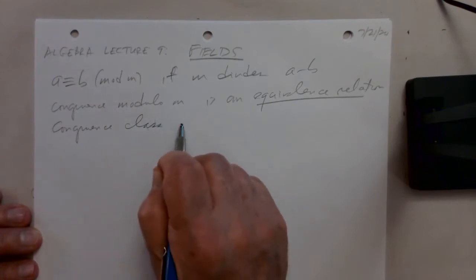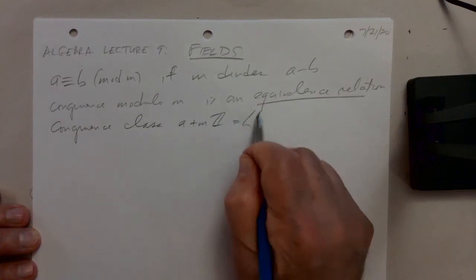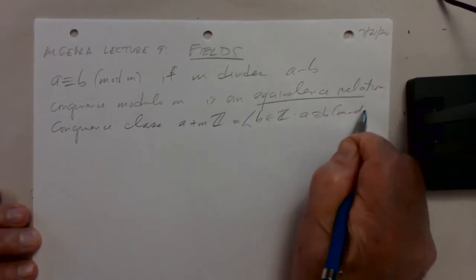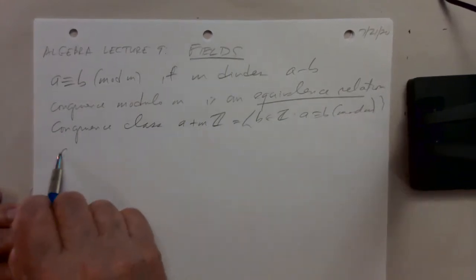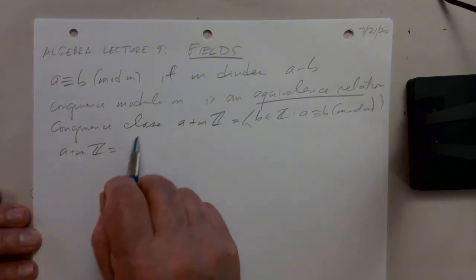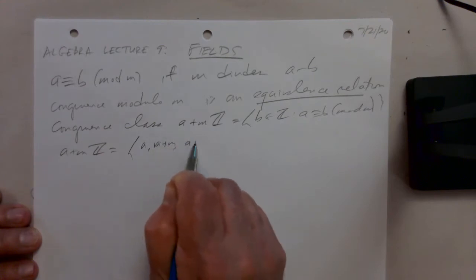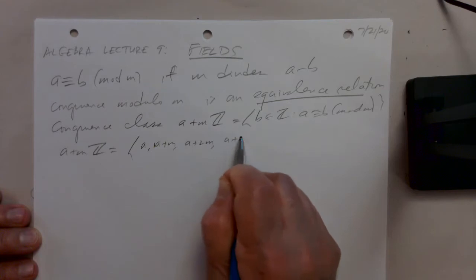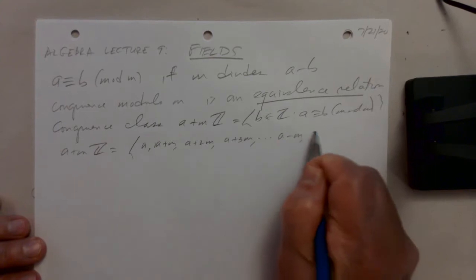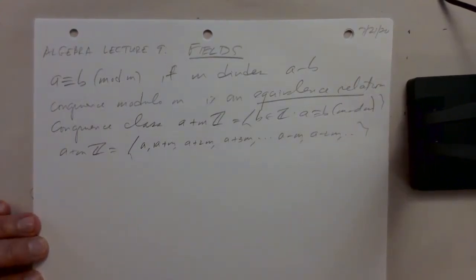So the congruence class a plus mZ is all integers b that are congruent to a mod m. So this is, in fact, an infinite arithmetic progression. It contains a plus m, a plus 2m, a plus 3m, and so forth, a minus m, a minus 2m. It's a doubly infinite arithmetic progression.